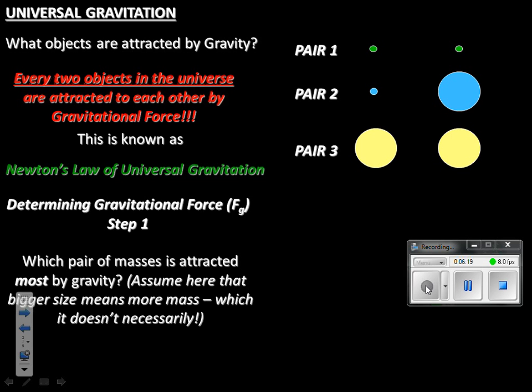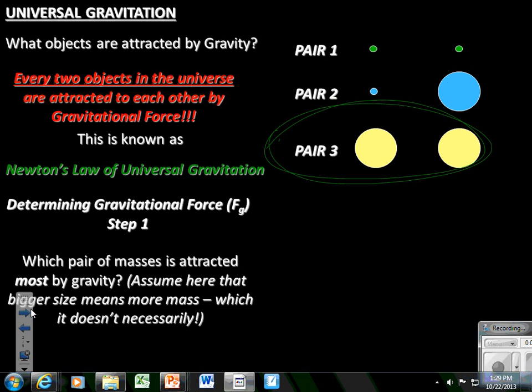All right, so yeah, it's pair 2. No, it's not, you jerks. It's not pair 2. It's pair 1. No, of course, it actually is pair 3. Pair 3, each one of those feels the largest force.